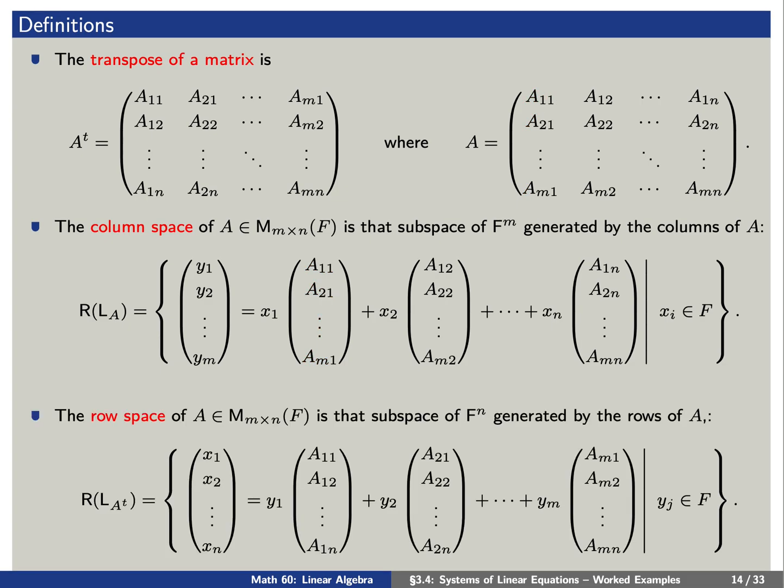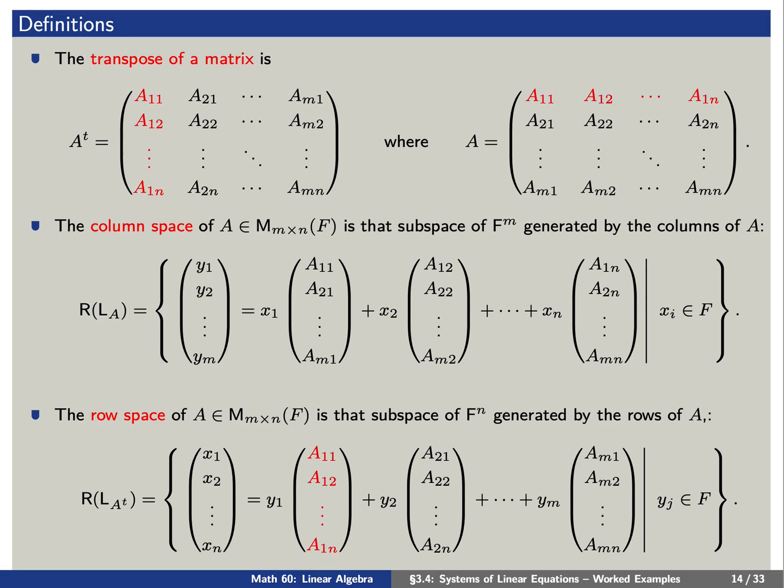Similarly, the row space of A is that subspace generated by the rows of A. It's a little bit easier to think of what's happening with a transpose. Here we placed in red the first column of A transpose, A11, A12, through A1n, which of course is the same as the first row of A. You'll notice now how we can define the row space of A as simply the collection of linear combinations of the rows of A, equivalently the columns of A transpose.